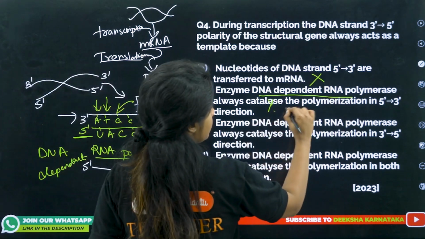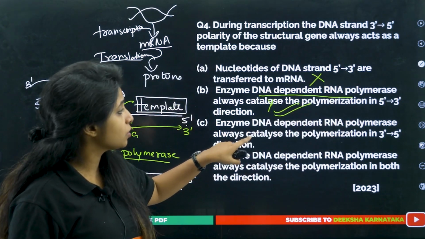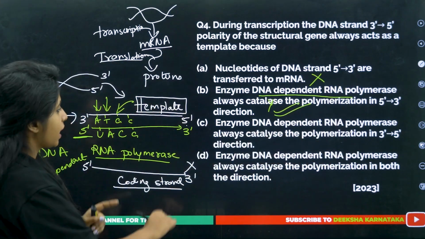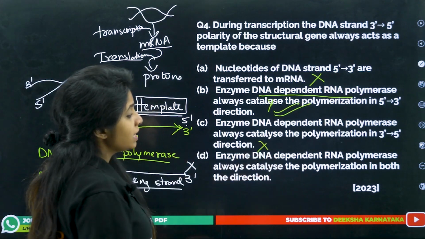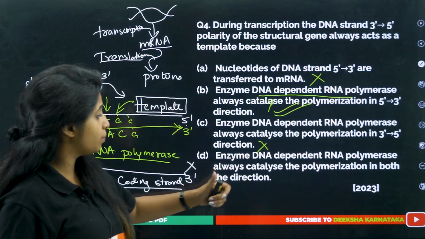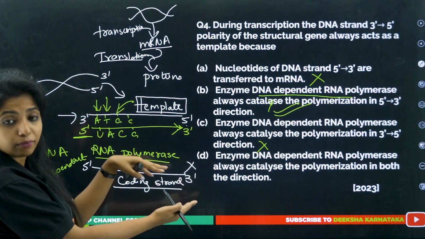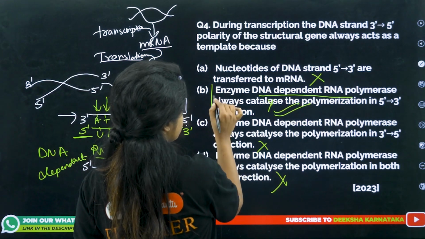This is the answer. But let's read the other options as well. Enzyme DNA dependent RNA polymerase always catalyzes the polymerization in 3' to 5'. No, you saw the arrow, it is in which direction, children? 5' to 3'. So this is wrong. Now, in both the directions? No, my dear children. If it happened in both the directions, this strand would also have been a template strand. So this is the answer.